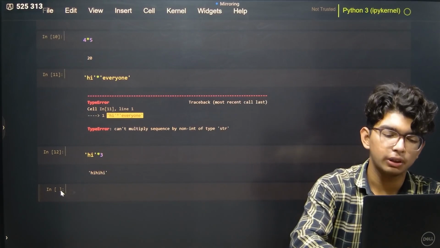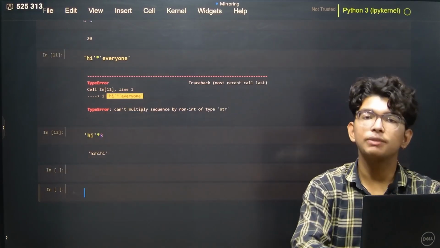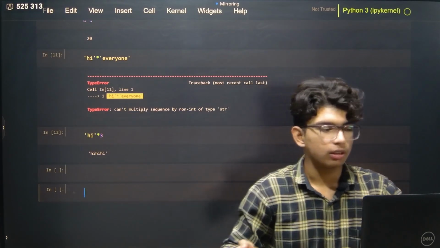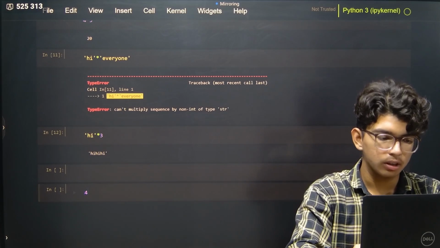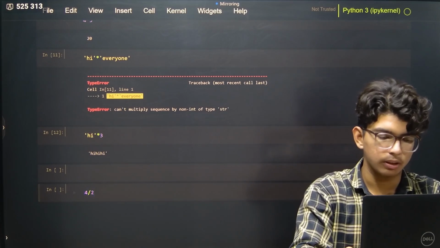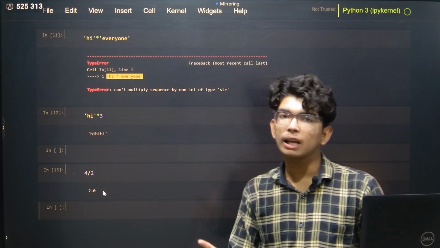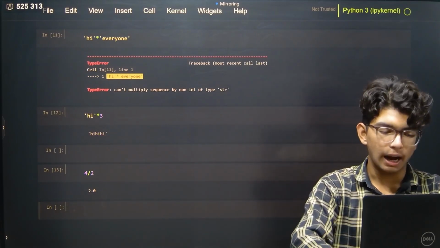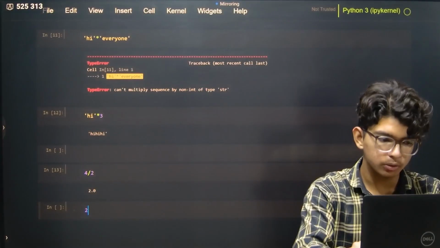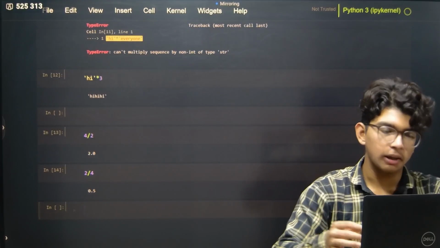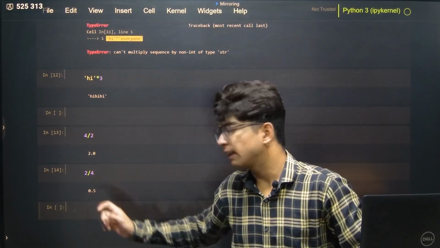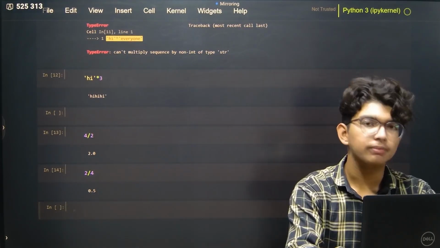Next we got division. For division we use a forward slash, like here 4 divided by 2. Now if I run this, we got 2.0. We got the answer in decimal form, and we can also do the opposite of this, 2 by 4, then 0.5, as it is also the correct answer.